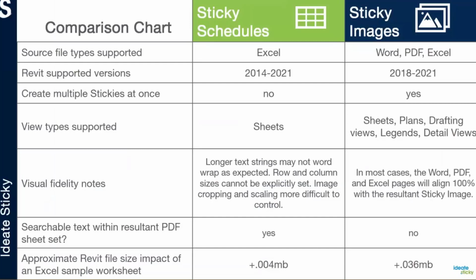And then there's this, like I said, size issue. It's really fairly slight. We did a lot of testing with different customers about, if they have hundreds of these images, is that going to really impact the size of the model? Certainly a sticky schedule is much lighter and much smaller, as you see there, 0.004 on average, where the sticky image is, on average, 0.036 megabytes. So it would impact the overall size of your project. That may be a factor. It may not be a factor, but it is something to be aware of.